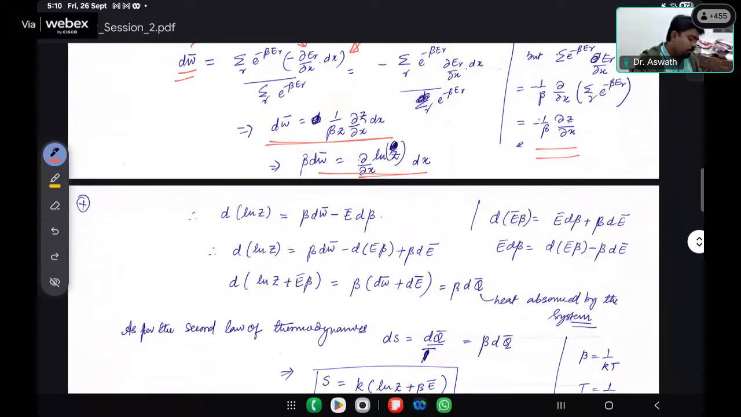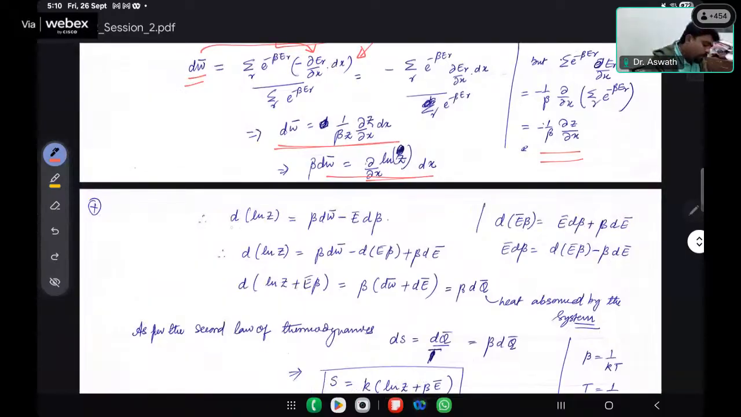Okay. So the derivative of log Z is expressed in terms of variation in average energy and internal energy mean. This is a variation in beta, a small change in the beta parameter. A small change in dx actually comes into the energy.